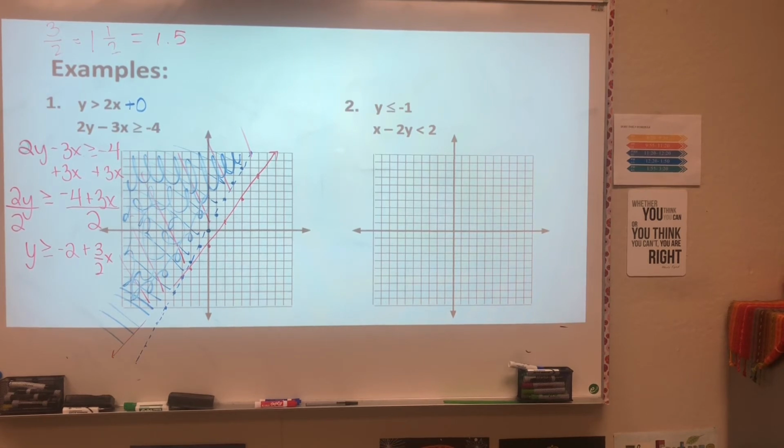is 1/2. So we got 1/2 right there. And then the last part, when you are dividing inequalities by negatives, you flip them. Yep. Now it should be all good.